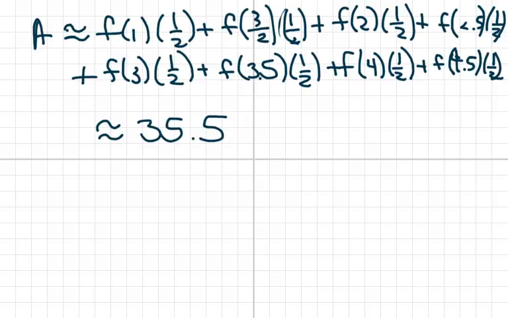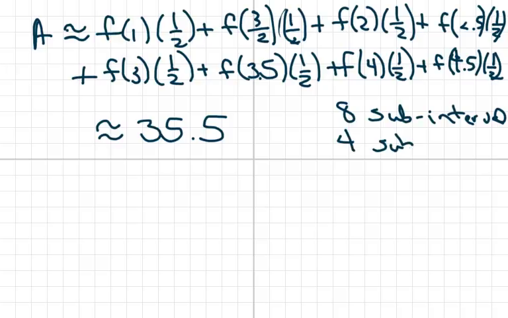And when you figure all that out, it's all going to equal 35.5. So which one do you think is a better approximation, when we subdivide it in 8 subintervals or 4? You think 35.5 is a better approximation? I do too, because it's just looking at it.